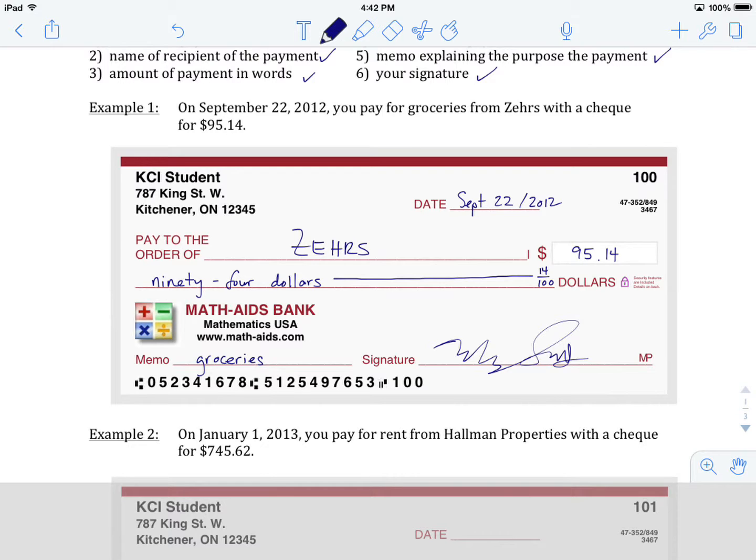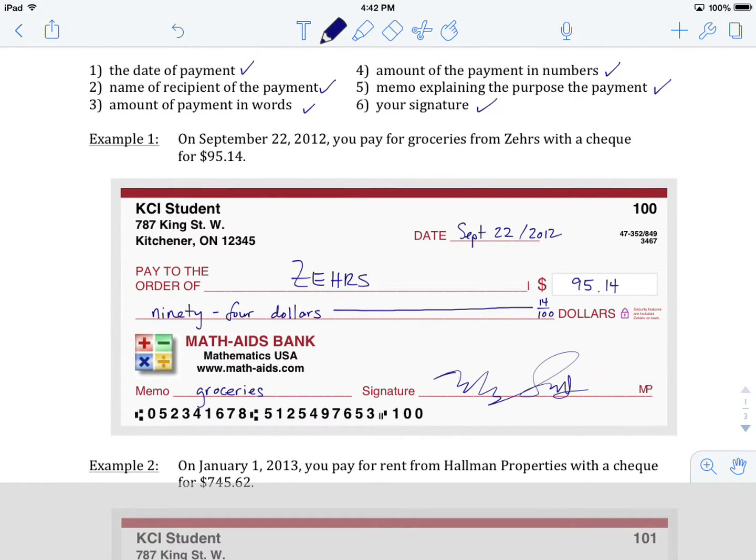Okay, so again, just a quick review. If you look at the shape of the check, we're pretty much working our way down from the top to the bottom, starting with the date, who gets the money. Then we're going to fill in how much money in words, how much money in numbers, a little memo just to give you a reminder about what the check was written for, and then your signature. So that was example 1.